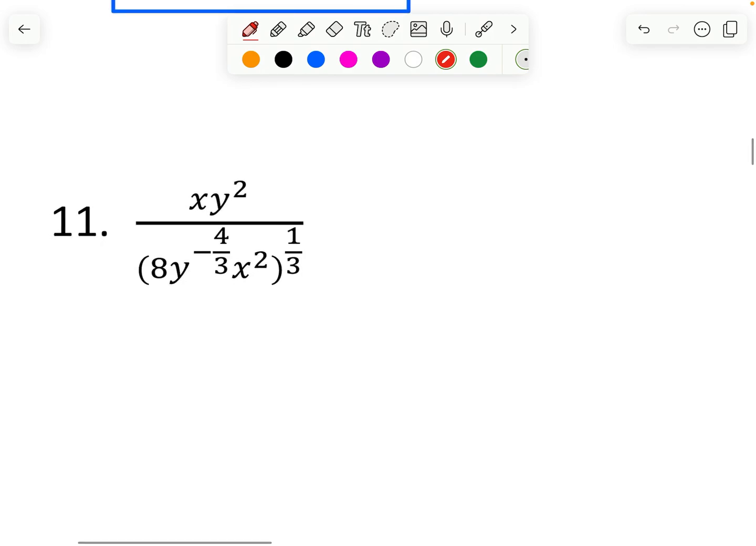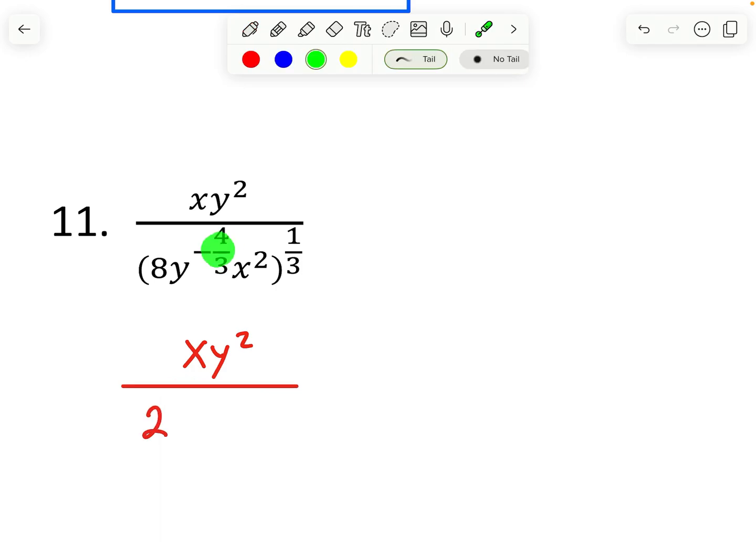Okay, number 11. This one's a little bit crazy, but I would kind of simplify this first. So it's going to be 8 to the 1/3, which means cube root. So I'm not doing anything to the top. And then cube root of 8 we know is 2. And then I'm going to multiply these exponents to get -4/9. Oops, y to the -4/9. And then x to the 2/3 from multiplying these exponents together.